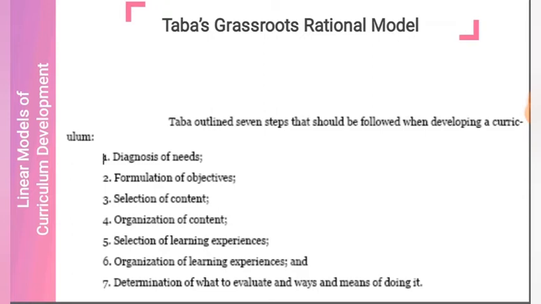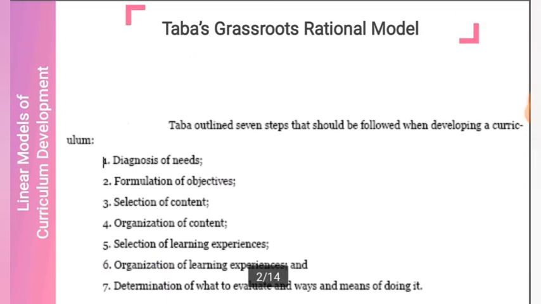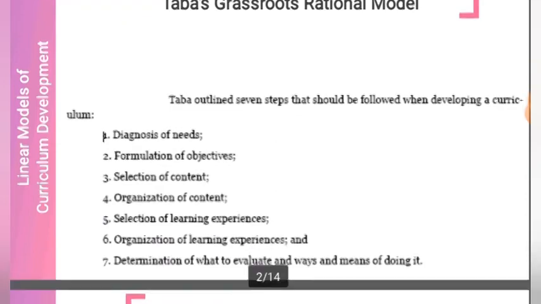First is the diagnosis of needs. Second is the formulation of objectives. Third is the selection of content. Fourth is the organization of content. Fifth is the selection of learning experiences. Sixth is the organization of learning experiences. And the last one is the determination of what to evaluate and ways and means of doing it. So that's the grassroots rational model of Hilda Taba.